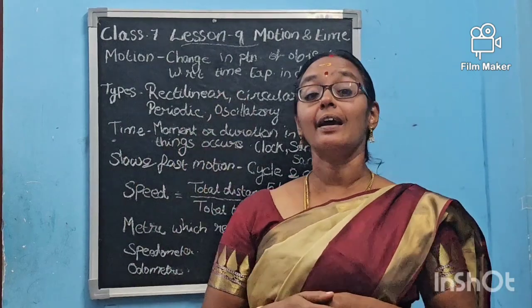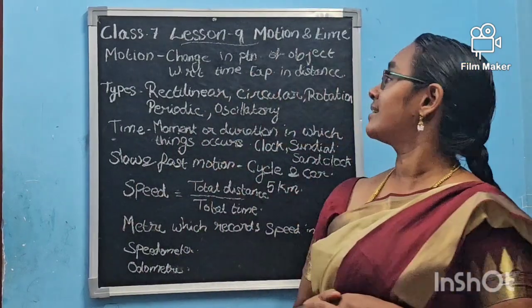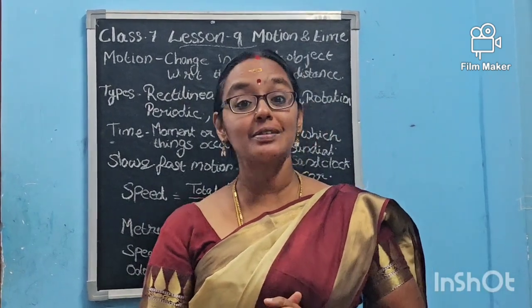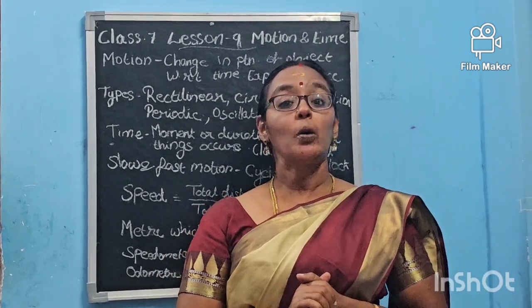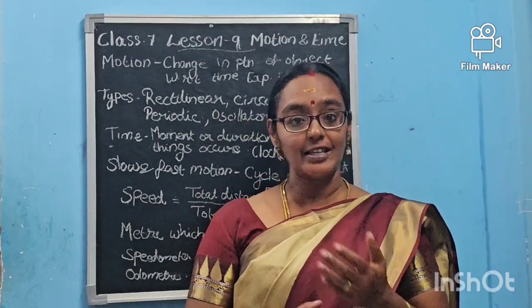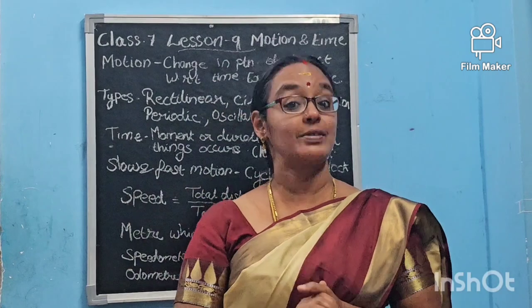Today I am taking class 7 ninth lesson, motion and time. What was the 8th lesson? It was reproduction in plants. There we talked about reproduction, how reproduction occurs in plants and the various types of reproduction, all the things we have discussed, isn't it?